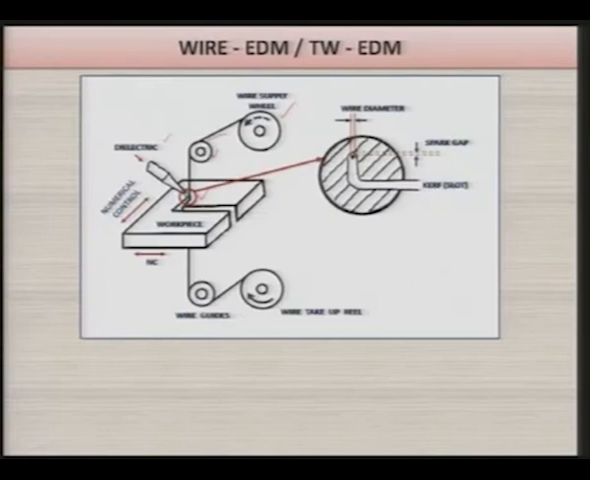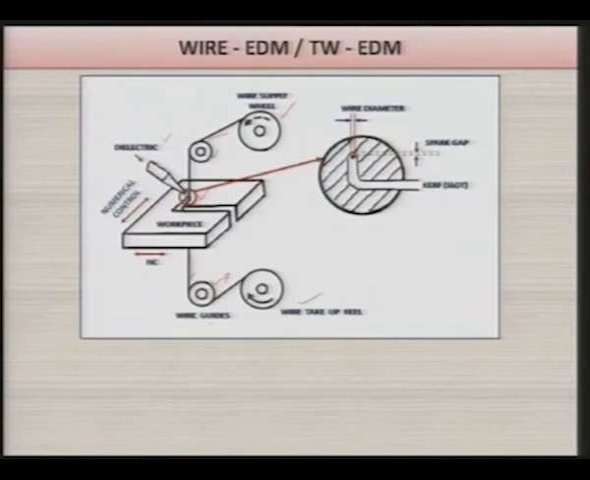Now, when this wire is moving, it is being pulled by the other pulleys, and you can see here the wire take-up reel or pulley, which is pulling the wire through the wire guide pulley, and this way the wire is moving.